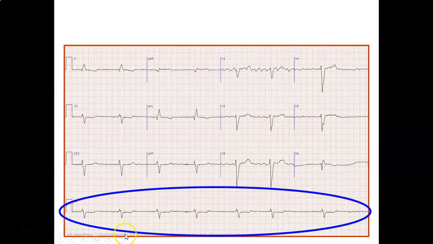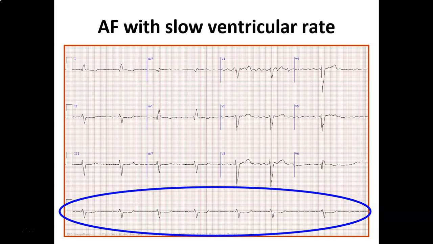Look at this one at the bottom. It's slow, heart rate less than 60, you can apply the 6-second method. It's irregular. P waves are not seen, and the QRS complexes are narrow, maybe slightly wide. So this is again atrial fibrillation with slow ventricular rate.